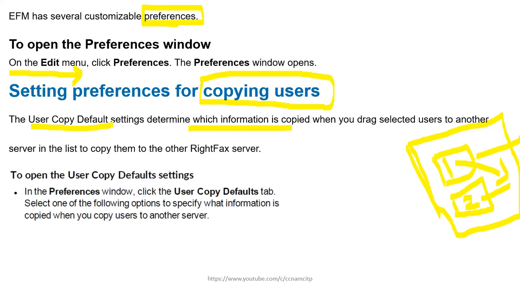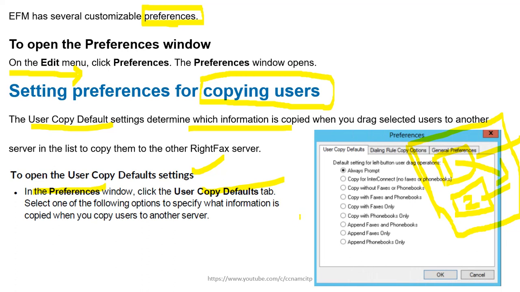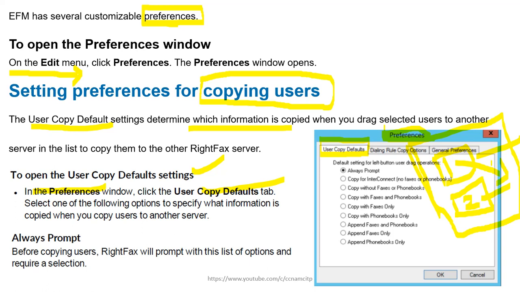Let's see how it is. To open user copy default settings, you need to go to Preferences and click the User Copy Default tab. Let's see whether it is available on the server. This kind of window will open, User Copy Defaults. It comes under Preferences, as you can see on top, and later on we will understand the dialing rule copy option and general preferences also. First of all, we need to see what is available on user copy default.